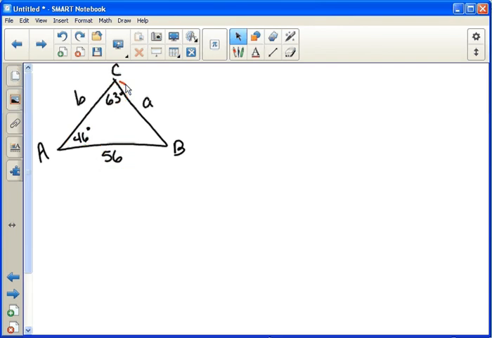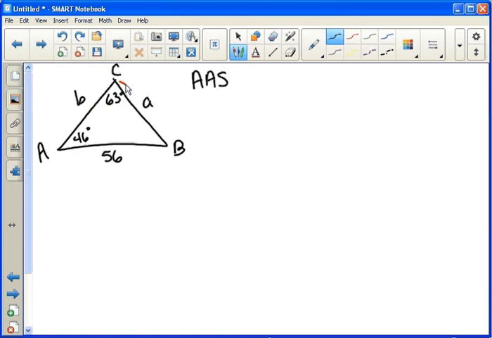And that's important for something we're going to do later. So this is angle, angle, side. Let's just set up what we have right now. We don't know A, so I'll just put A on top, but we do know the angle A is 46 degrees. We don't know side B or angle B. We do know side C is 56 and angle C is 63 degrees.